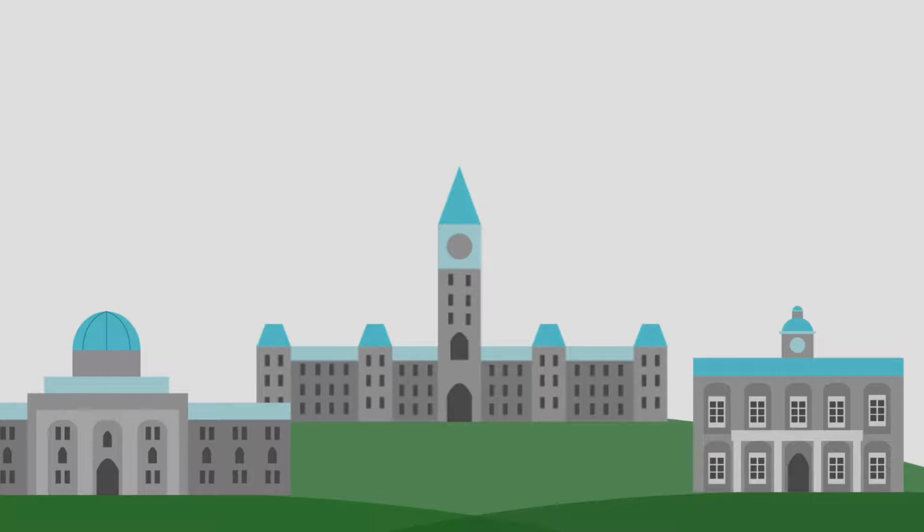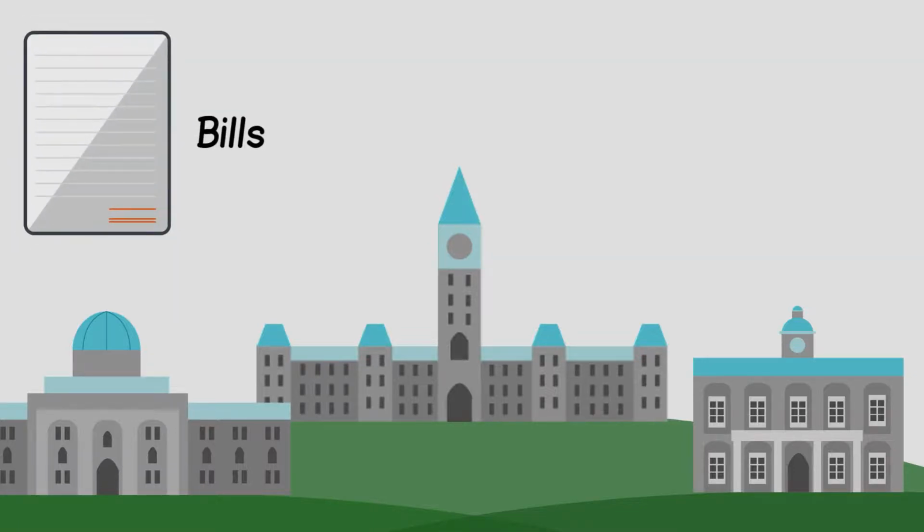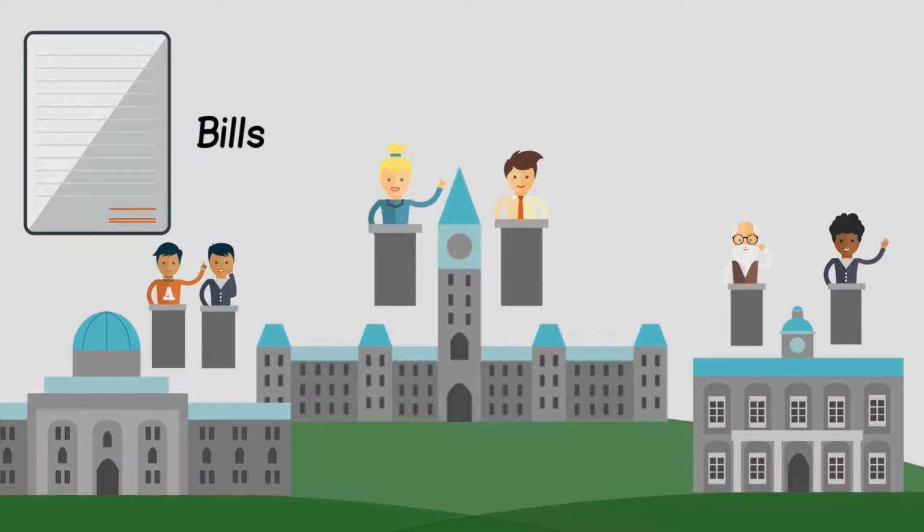All of these forms of government have to pass bills. A bill is a law that hasn't been made official yet, and in each of the governments they debate the bills and then vote to put them in place or not.